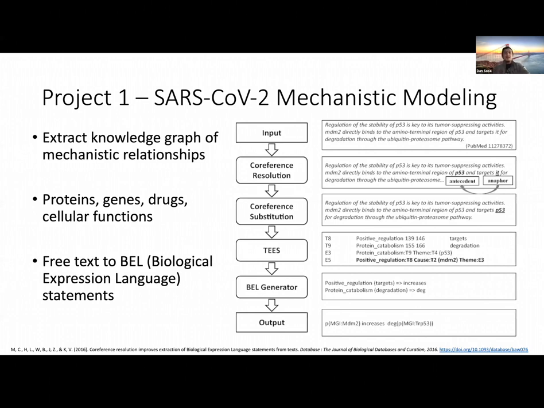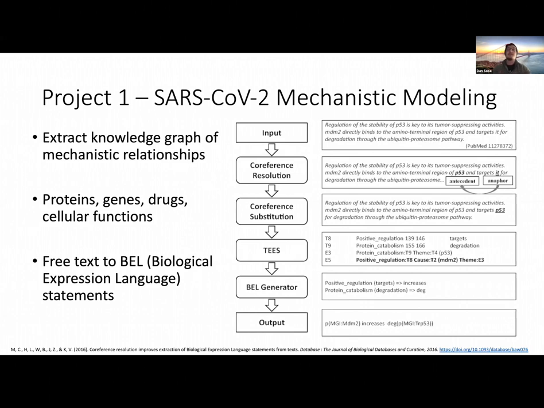So that was round 1. That was the big project for round 1. And now for round 2, we're trying to pursue a few different projects in parallel. Just in the next couple of minutes, I'll very quickly give the high-level thinking for a couple of these projects. The first one is SARS-CoV-2 mechanistic modeling.